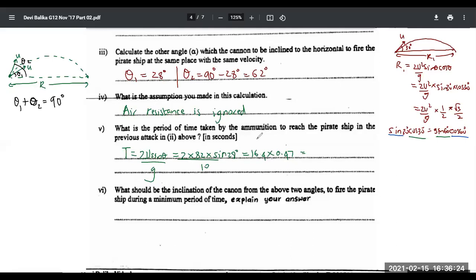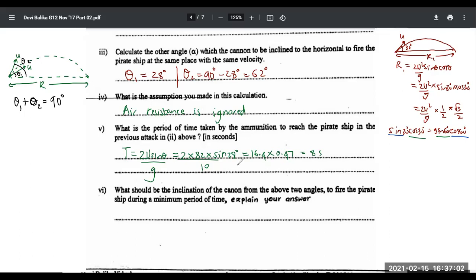Now, the earlier step I did assuming that the question was about Roman 3, but it's incorrect. They're asking for Roman 2. In Roman 2, the angle is 28. So I have just changed it to sine 28. 164 divided by 10 is 16.4 into sine 28, which is 0.47. 0.47 is almost half. So we can settle on our answer, around 8 seconds. You can do the multiplication and get the answer. I'll settle somewhere around 8.